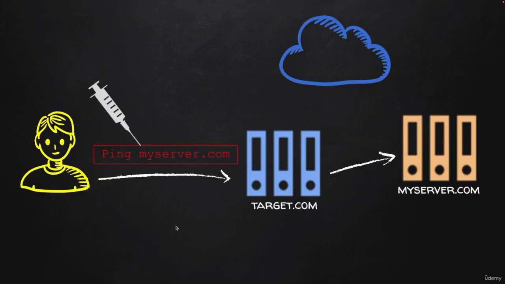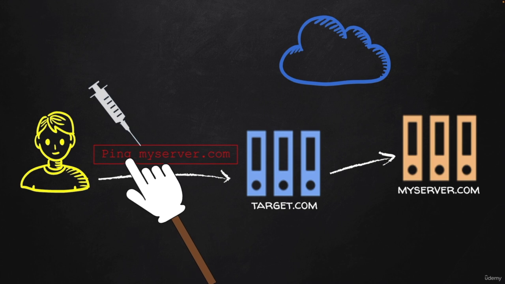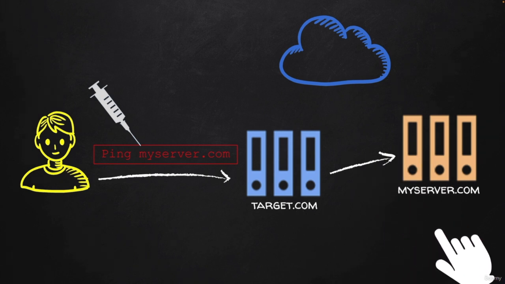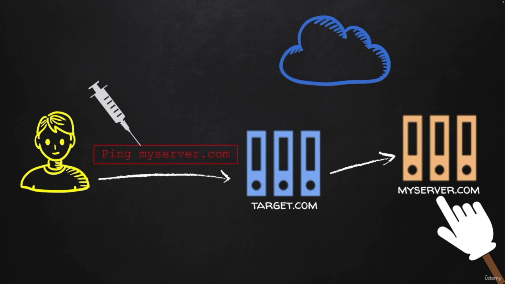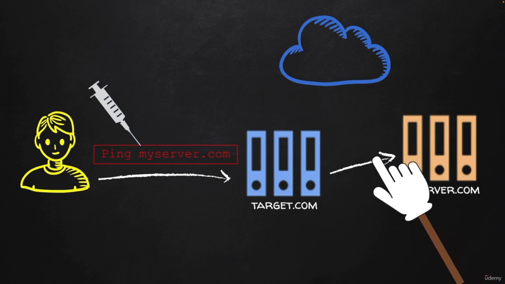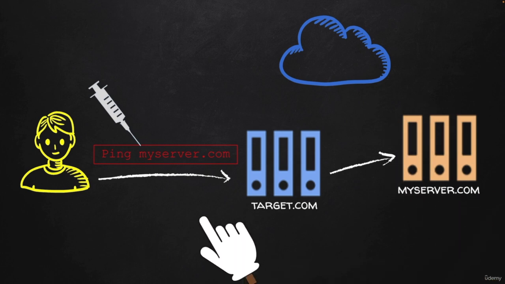Therefore, to get around this, you're going to have to use a command such as ping or nslookup to cause the target web application to send a request to another server that you control. And then, by observing the logs on the server that you control on the cloud, you'll be able to see that the target web application has made a request to the server that you specified, indicating that it executed the command that you injected.